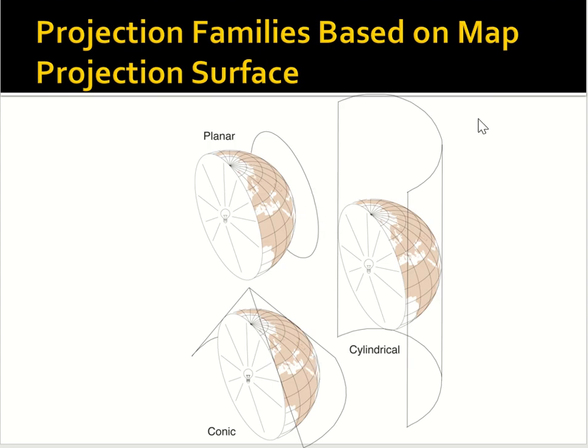So here are three types of developable surfaces. One, cylindrical, another conic, and another planar. So I mentioned projecting. Think of it as a light source, an intermediate object, and then a wall or something onto which those differences are projected.